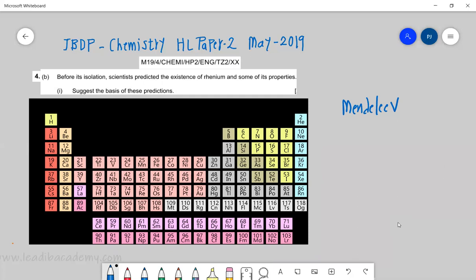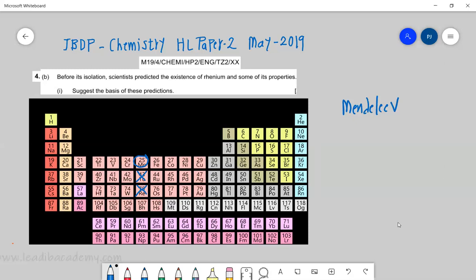He could predict that, if you observe very carefully, in the manganese group these two elements were left with a gap. That is technetium and rhenium. These two elements were not present, which means there was a gap. He had left the gap. And what was the reason?